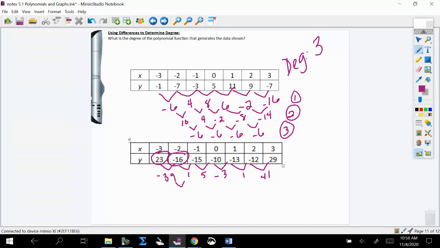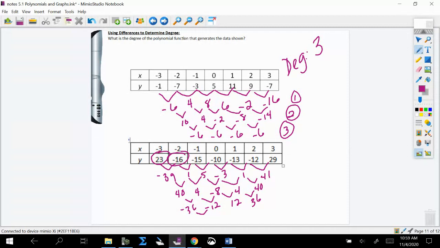Keep going. -39 to 1 goes up 40. 1 to 5 goes up 4. 5 to -3 goes down 8. -3 to 1 goes up 4. And 1 to 41 goes up 40. Keep going. 40 to 4 goes down 36. 4 to -8 goes down 12. -8 to 4 goes up 12. And 4 to 40 goes up 36. Numbers are getting similar.